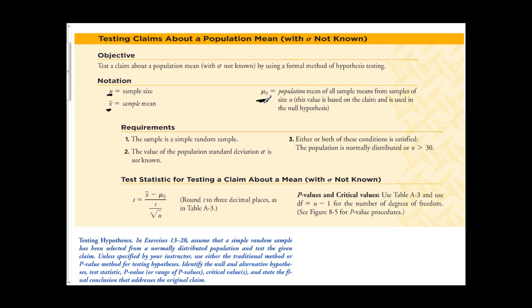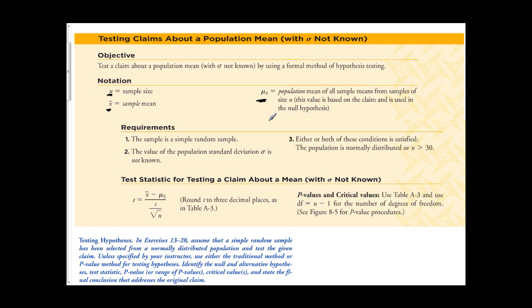All right, now there are some requirements. Three requirements. The first requirement is, as always, that the sample is a simple random sample. The second requirement is not really a requirement, it's actually a relaxing of a requirement. If you remember, in the last section, we were testing claims about a mean with the standard deviation sigma known. Now they're just saying that this is a method that we can use when sigma is unknown. So that's not necessarily a requirement.